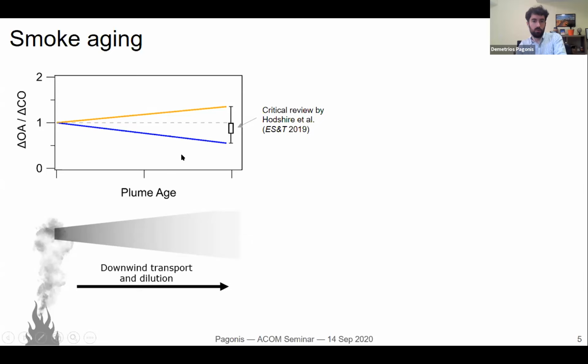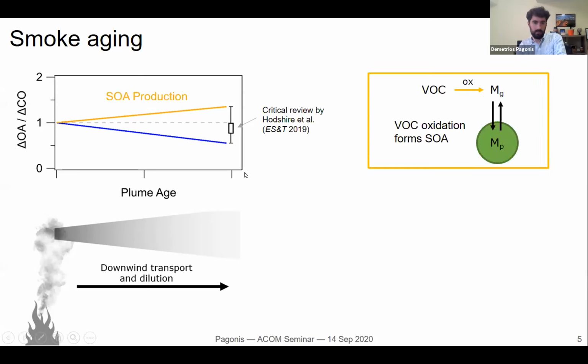And so in terms of the physical processes that could either drive you to get production or loss of OA, one of the key players, the way we think about smoke aging, is secondary organic aerosol production. Right? So along with primary OA emissions, you also get substantial VOC emissions from fires. And as these VOCs are oxidized either by OH or ozone or NO3 radical, they can produce lower volatility gases that then partition to the aerosol phase and increase the aerosol mass.